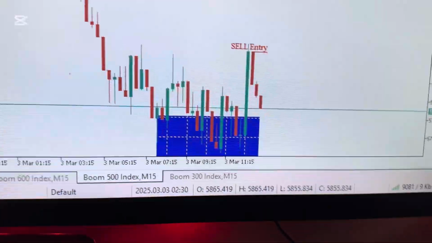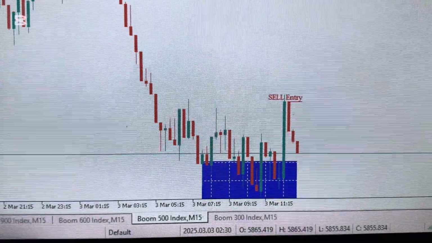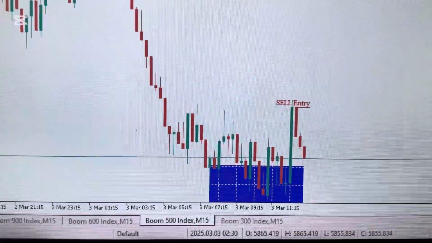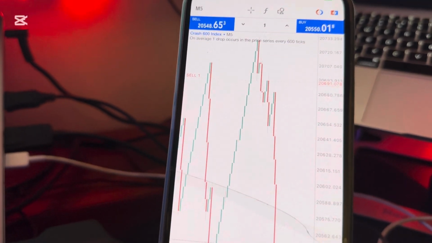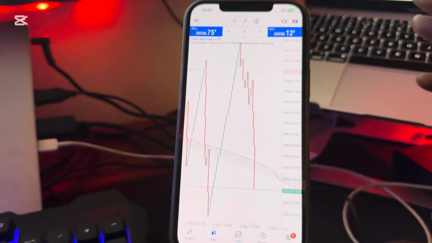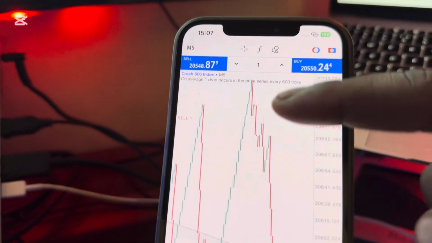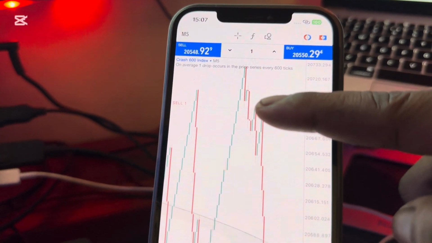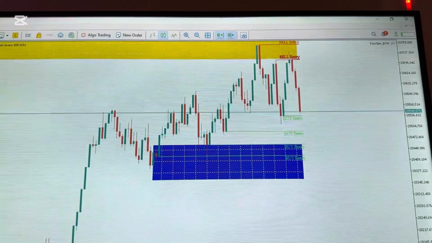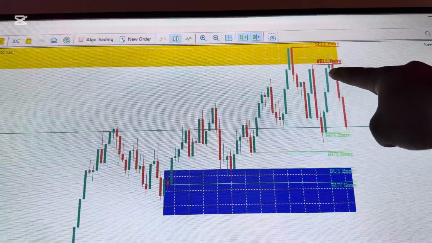So Boom 500 is deep in profit. Let's see if we have more trades in profit, but definitely all of our trades are deep in profit. Okay guys, I promise this is my last update on Crash 600. Look at that, guys. The whole screen is filled with spikes. Wow. Look at our entry here. Look at where price is now. Look at how it looks with the indicator that gave us this sell entry right there.